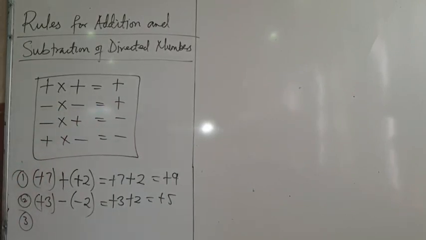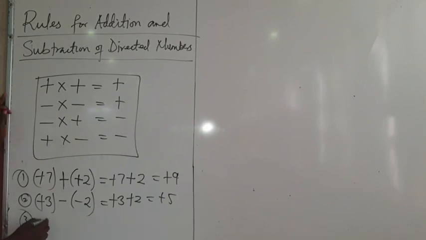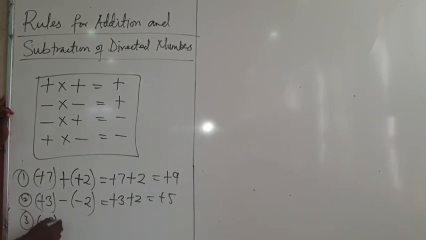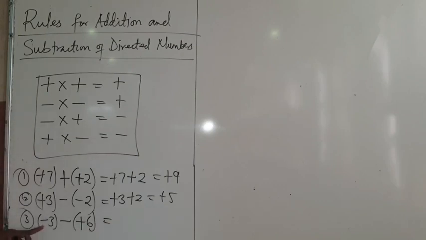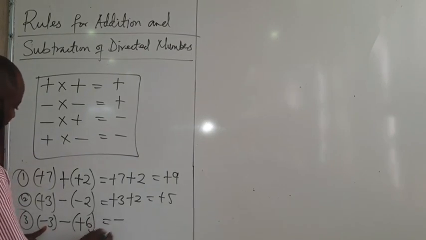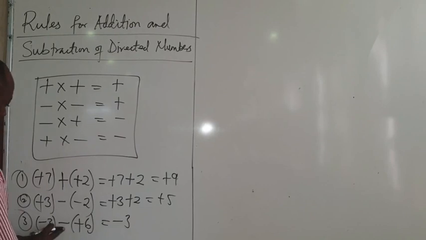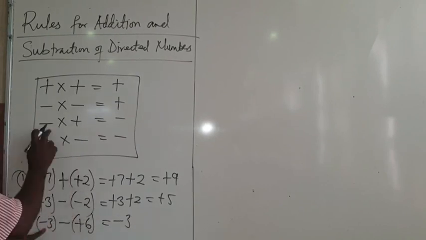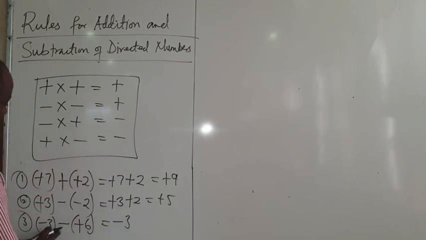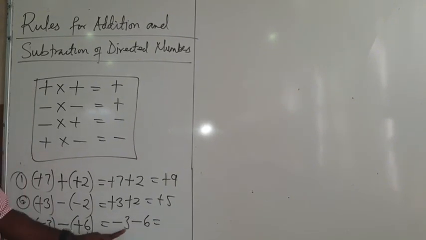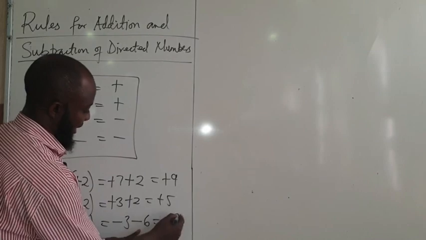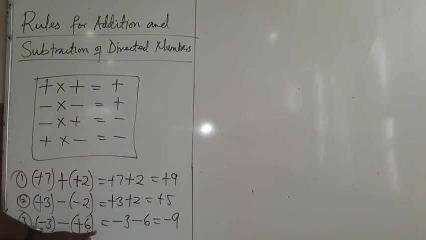Then the third one, let's say we have minus 3 minus plus 6. So this means minus 3 minus plus is what? Minus. That's minus times plus is what? Minus 6. So this is minus 3 minus 6, that gives us minus 9. I'll still explain this later on.